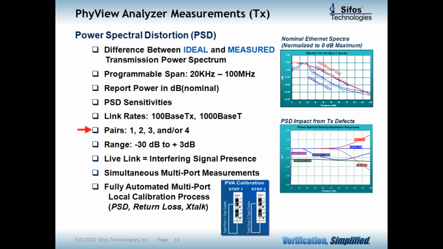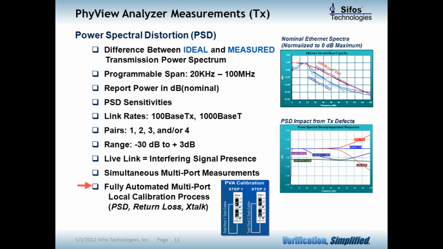PSD is measured on transmit pairs 1, 2, 3, and/or 4. The measurement offers a dynamic range between minus 30 dB nominal and plus 3 dB nominal. When testing Ethernet ports, most measurements and test limits will be in the vicinity of 0 dB. However, in a two-port test configuration, PSD can readily be utilized to measure 4-pair insertion loss of a 100-meter spool of cable. The PSD measurement can run concurrently on multiple test ports.